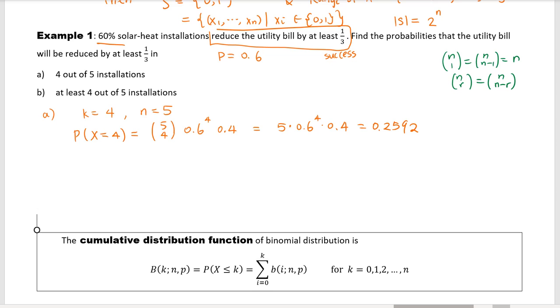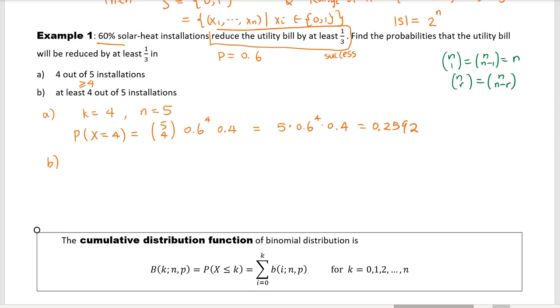0.2592. So please keep your answer in 4 decimal places. Okay. So part B, at least 4 out of 5 installations. At least 4 means greater or equal to 4. I hope you're okay with this. At most 4 is less than or equal to 4. So at least 4 out of 5 installations.